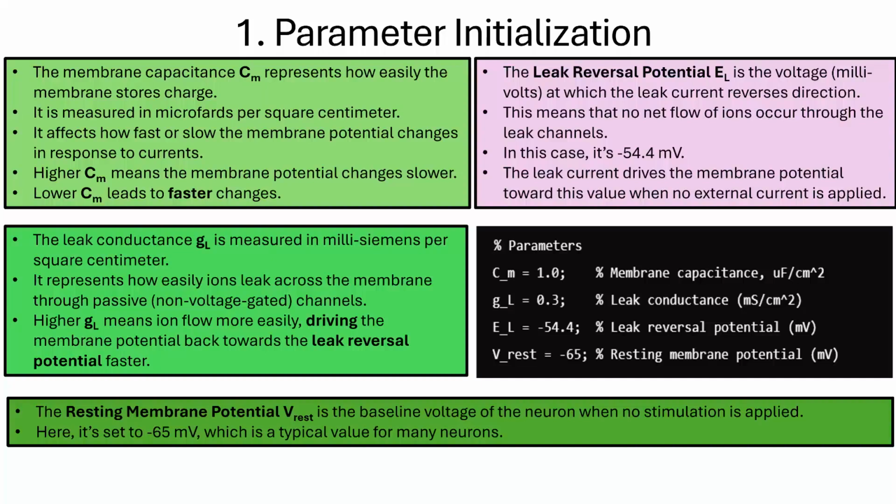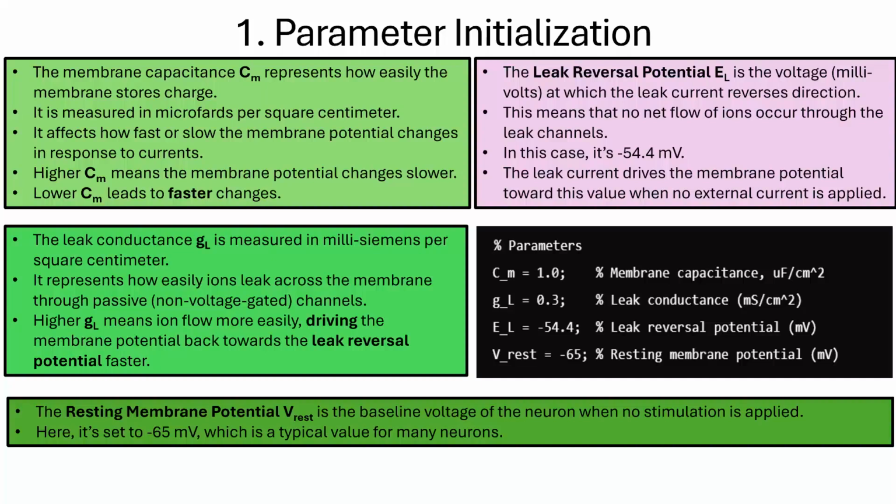The leak reversal potential is the voltage in millivolts at which the leak current reverses direction. This means that no net flow of ions occurs through the leak channels. In this case, we set it as minus 54.4 millivolts. The leak current drives the membrane potential towards this value when no external current is applied.